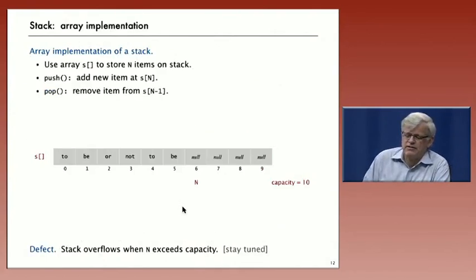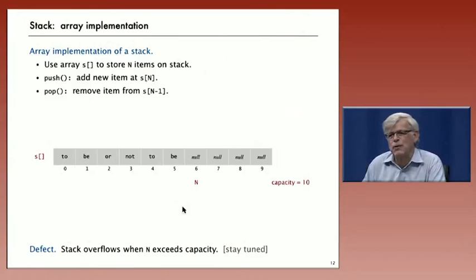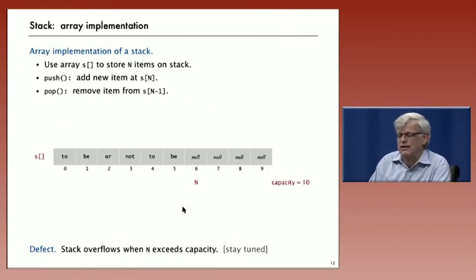Now, it's constant time, but there are faster implementations of stack. And since stack is used in an inner loop of some algorithms, it's important to think about even faster implementations. Another natural way to implement a stack is to use an array to store the items on the stack. So let's take a look at that.